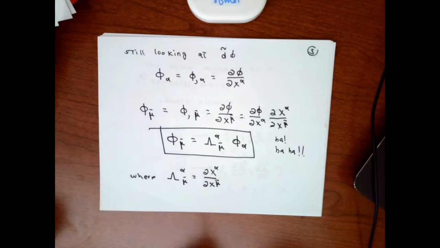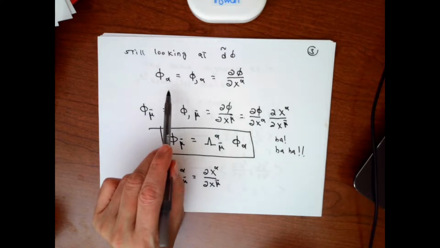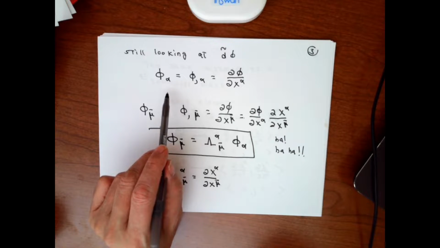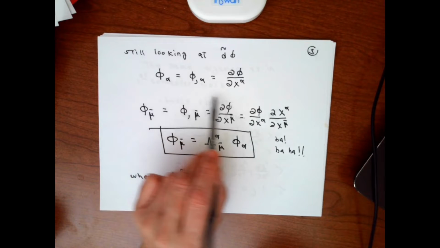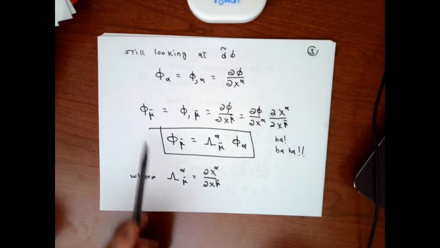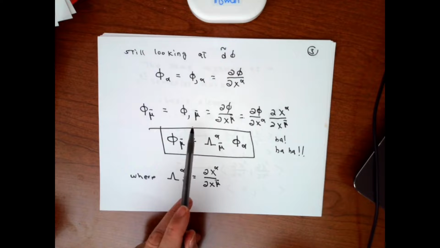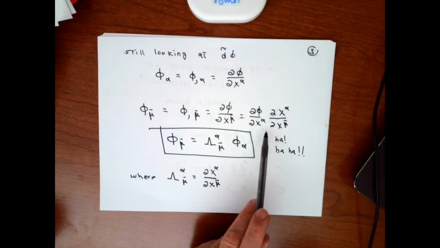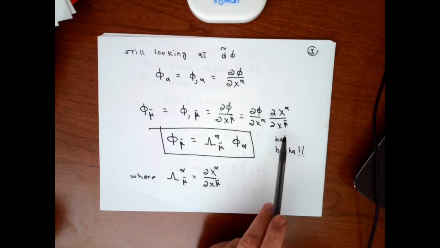If I think of component number alpha of the one form that I get by taking the gradient of phi, then phi alpha is just partial of phi with respect to x alpha. Not doing anything fancy, just using the chain rule, if I were to use other coordinates, phi mu bar would be partial of phi with respect to x mu bar. Then the chain rule for variables says that this is partial of phi with respect to x alpha times partial of x alpha with respect to x mu bar.